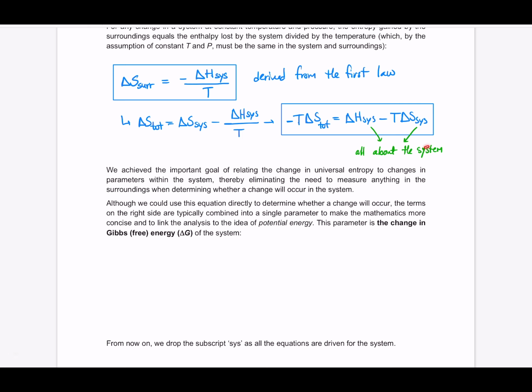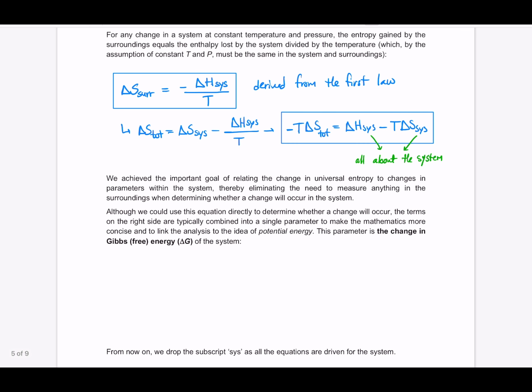So now we can use this description to talk about whether a process is spontaneous or not, because we know the sign of this guy. Then we can calculate these values for the system and then look at whether that value is negative or positive.